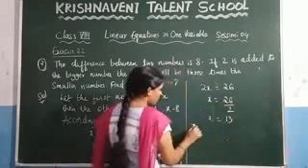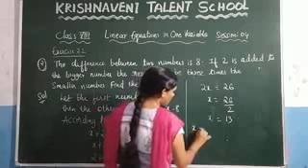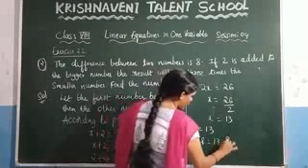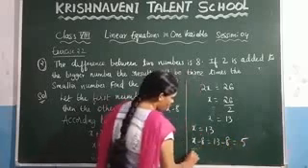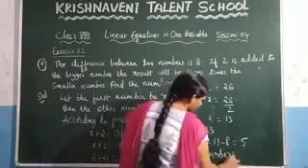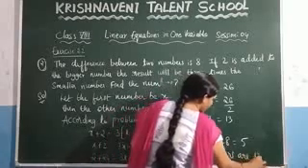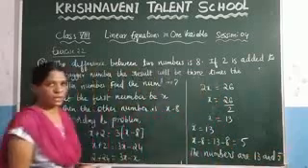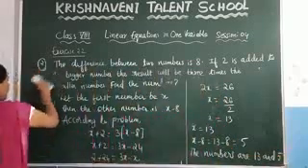Since the first number is 13, what will be the next number, which is x minus 8? That means 13 minus 8, which is 5. So what are the numbers? The numbers are 13 and 5. This is the solution. Now see the next problem.